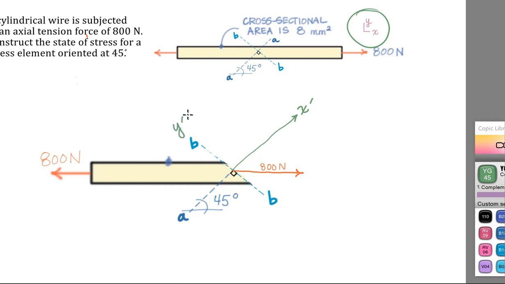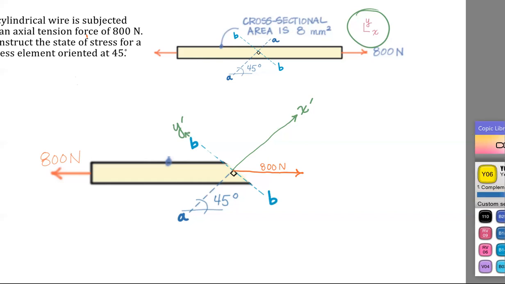So here's your concept question. Is it up there or is it down here? And it is up here. So we're just doing that rotation to figure that out.